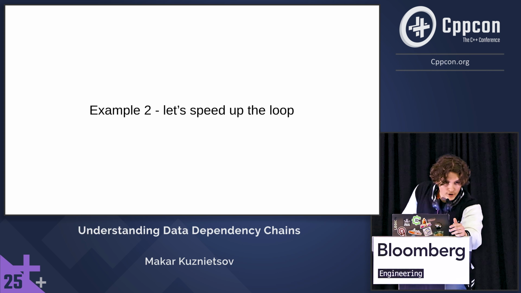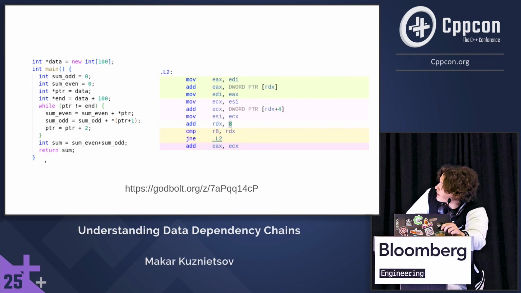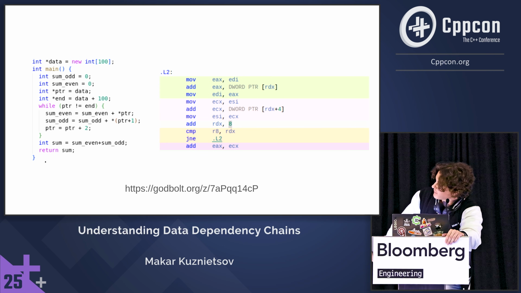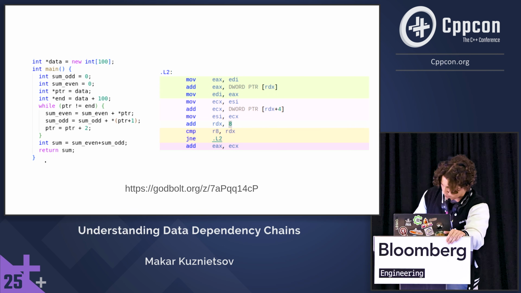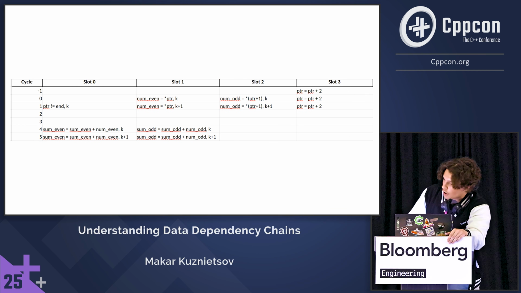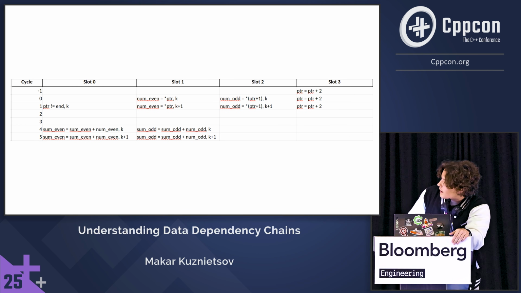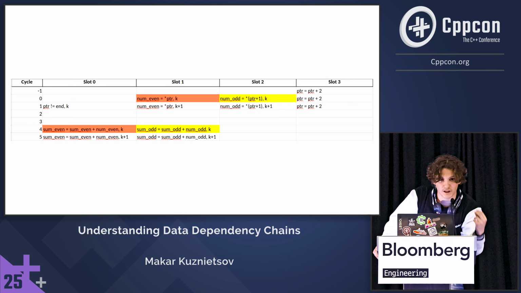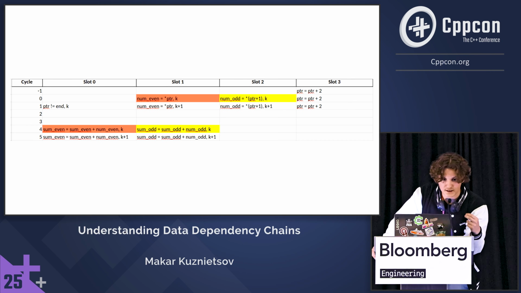Now, let's take a look at example number 2. So in this case, I just split the summation into 2 subsums to try to speed up the loop. So this is the data flow graph. And in this case, we see we will have 2 sums per each cycle. So some even and some odd.